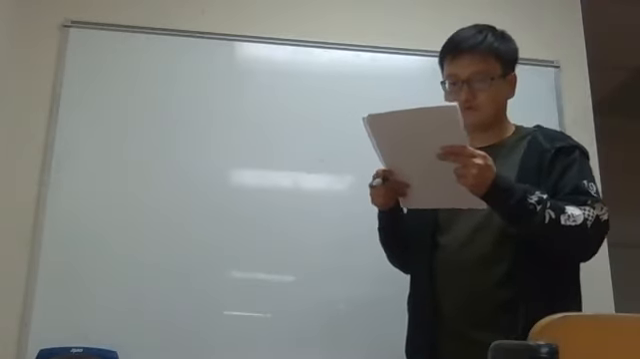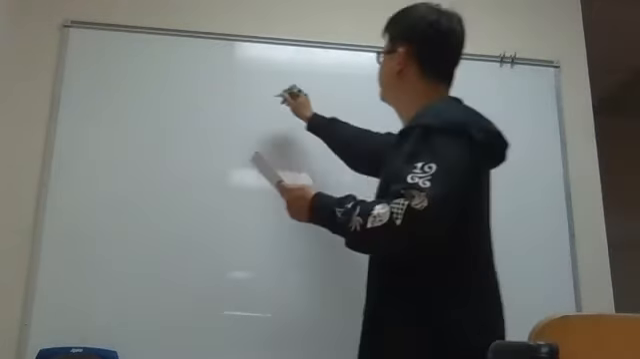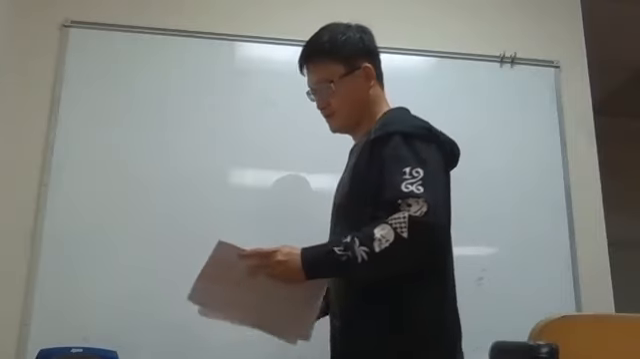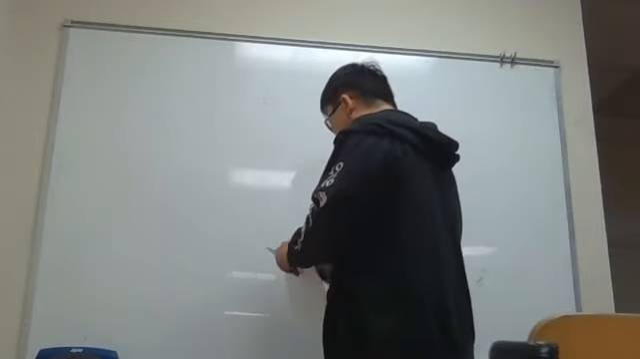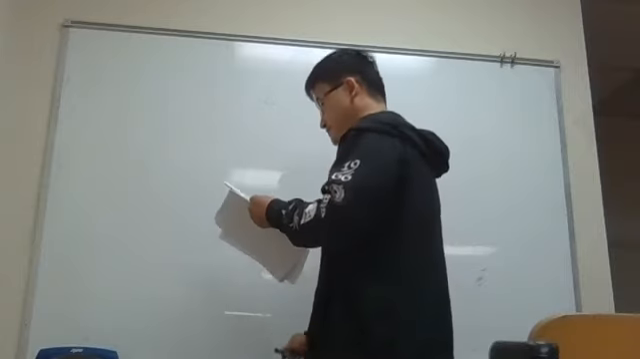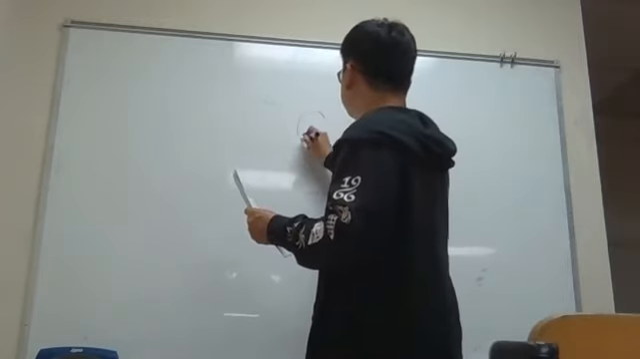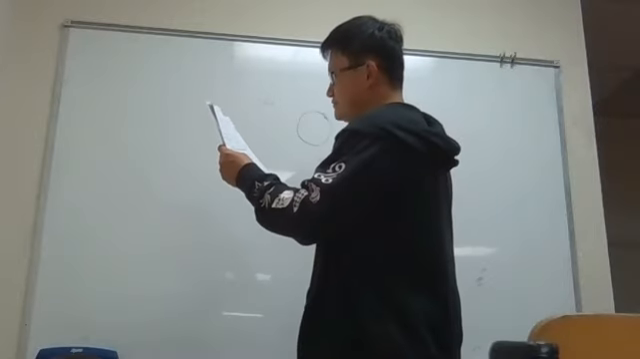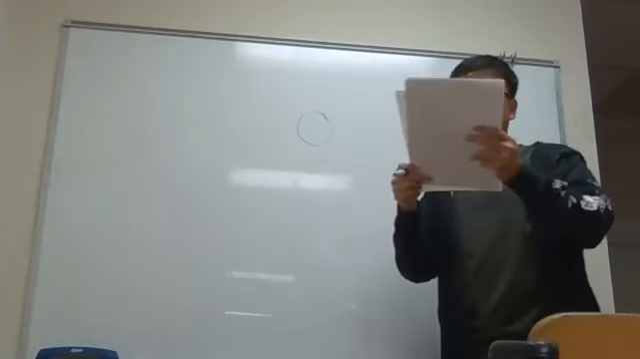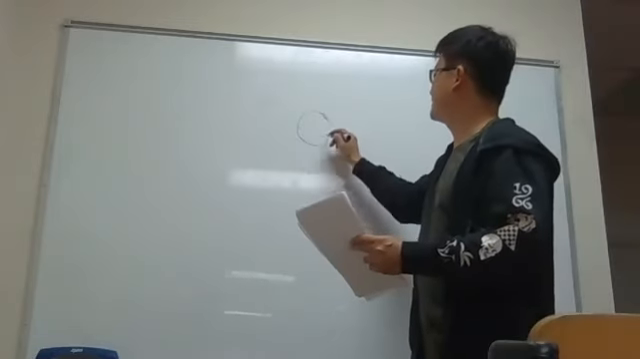The next problem, problem 24. We have a circle of radius 2. So we have a circle. A circle of radius 2 is cut into 4 congruent arcs. Basically we cut it here, here, here, and here.